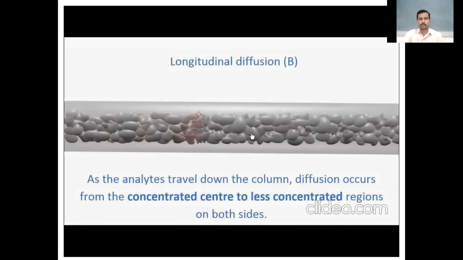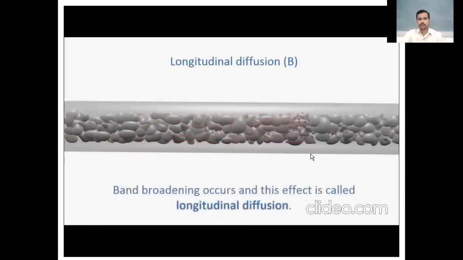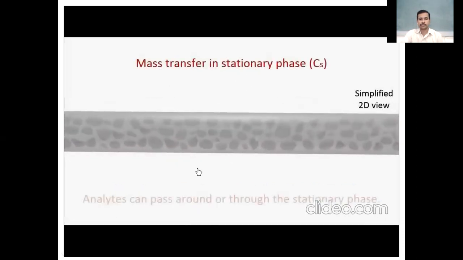Then the longitudinal diffusion, you can see the movement of the solute band here. As it moved down the chromatographic column, the bandwidth keeps on increasing, and this is due to the movement of the solute from the center to front and rear edges of the chromatographic band. So this is known as longitudinal diffusion.